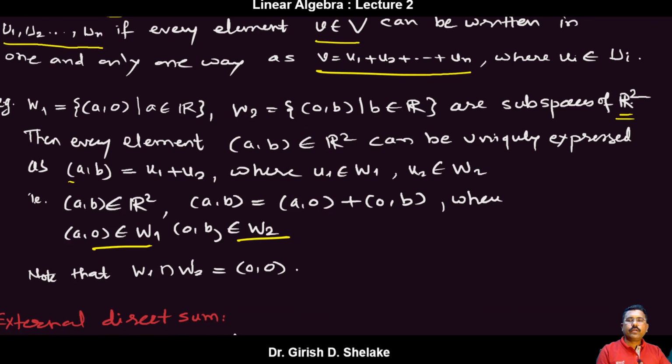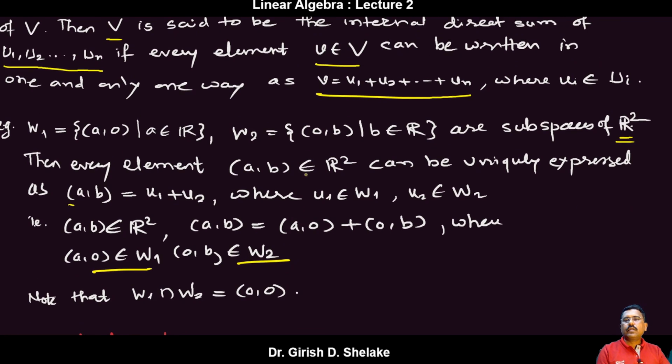Thus, every vector in R2 can be uniquely written as the sum of two vectors, one in W1 and another in W2. We say that R2 is an internal direct sum of its subspaces W1 and W2. Also note that W1 intersection W2 contains only one element, that is (0, 0).